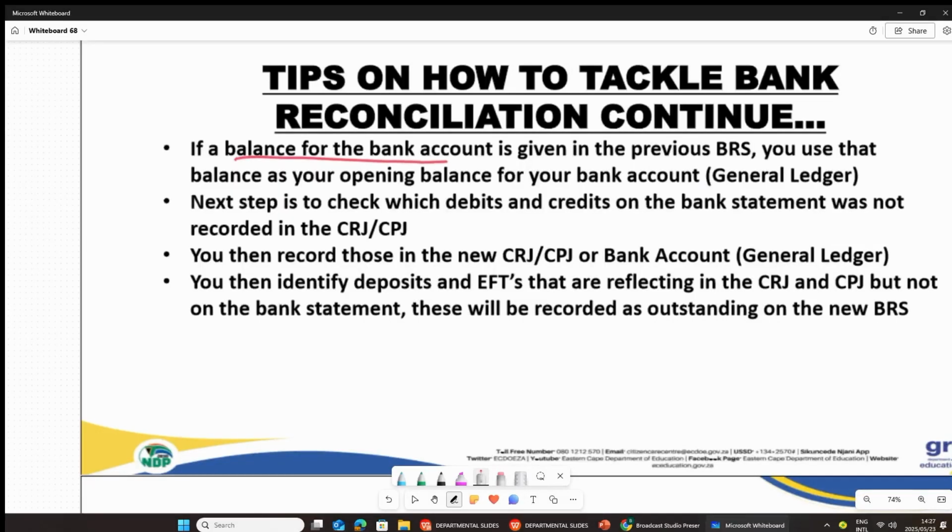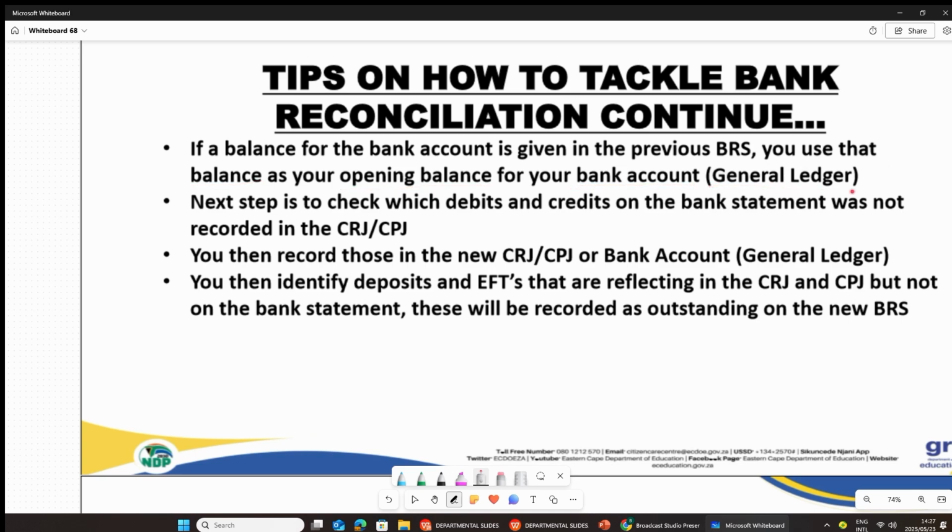The first thing you need to do, guys, is if the balance of the bank account is given in the previous bank reconciliation, you use that balance as the opening balance for your bank account that you will be asked to do in the general ledger.